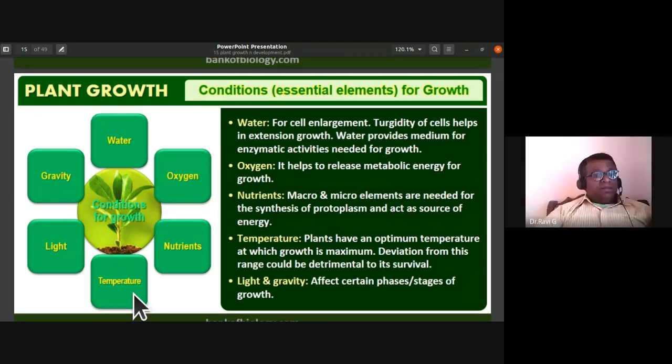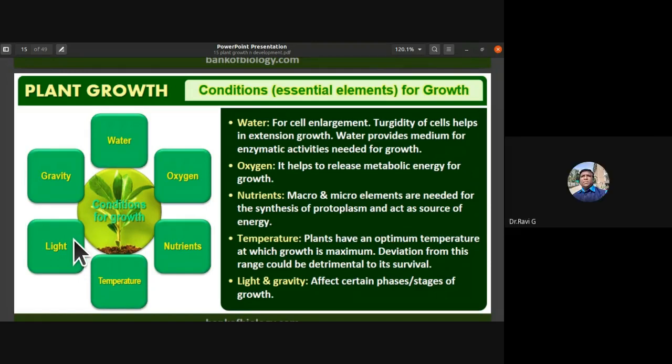Light and gravity affect certain phases or stages of growth. You can see that the stem grows against the gravitational force, and the root grows with the gravitational force. So growth is also determined by these factors. The stem grows towards the source of light, so it is positively phototropic. The root grows away from the source of light, so it is negatively phototropic.